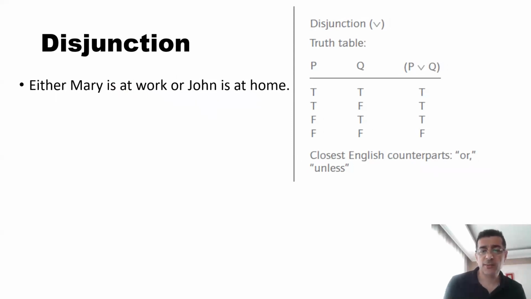Okay. The next one is a disjunction. For example, either Mary is at work or John is at home. Mary at work, let's say, is P again, and John is at home is our Q, okay? So here the operator is or, right? Okay.